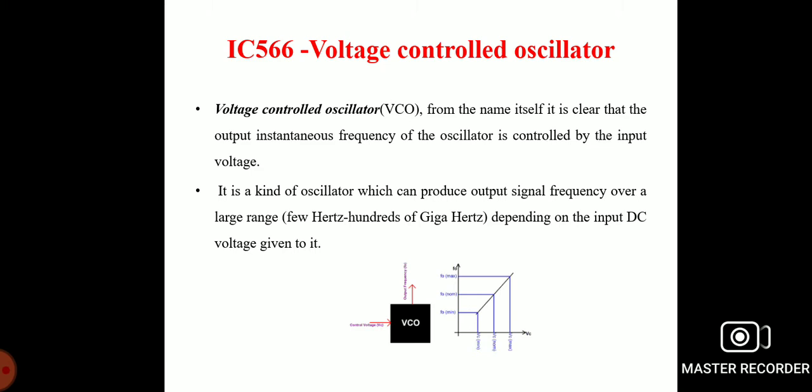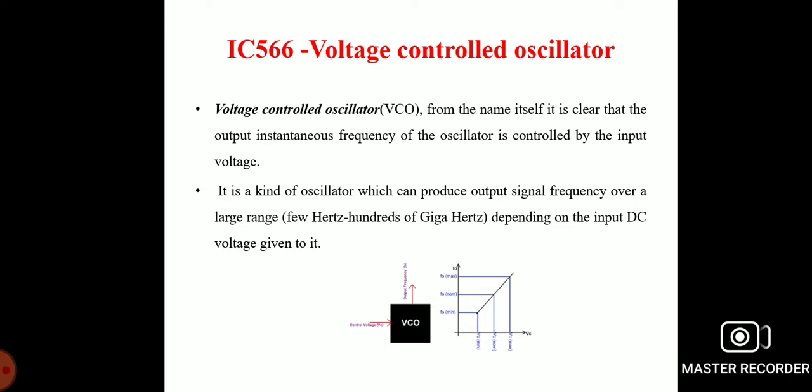In this lecture, WE8451 Linear Integrated Circuits and Applications, Unit 4 Special ICs. Today we are going to discuss the topic IC 566 Voltage Controlled Oscillator.